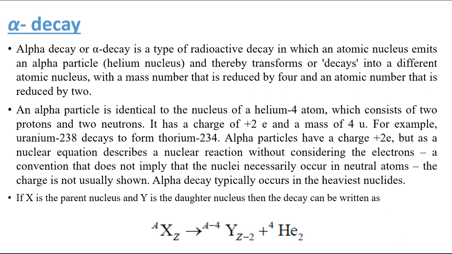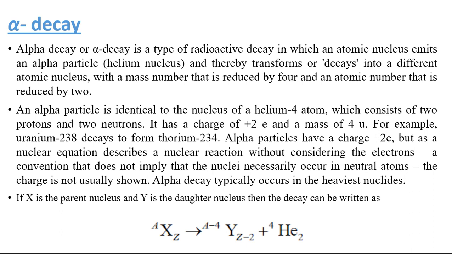So alpha decay is a type of radioactive decay in which the atomic nucleus emits an alpha particle, which, as we already saw, is a helium nucleus, and therefore transforms or decays into a different nucleus, which is the daughter nucleus. The daughter nucleus has a mass number reduced by 4, meaning A will be reduced by 4, and atomic number Z is reduced by 2, because in helium we have 2 protons and 2 neutrons, so the neutron number N will also be reduced by 2.